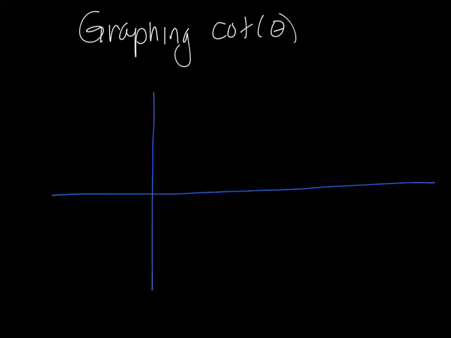Graphing cotangent is actually going to be a little bit more friendly than graphing tangent. See, cotangent's asymptotes are at the pi's. So it's going to be at 0 pi, and then at 1 pi, and then at 2 pi, and so on.